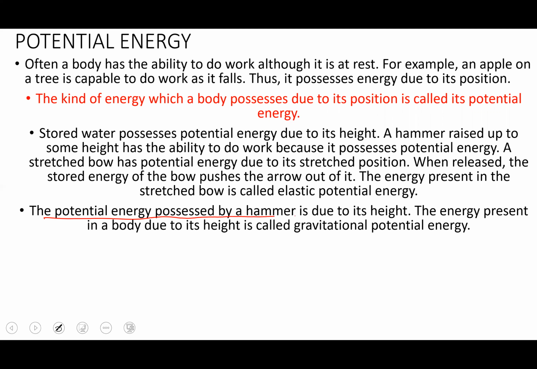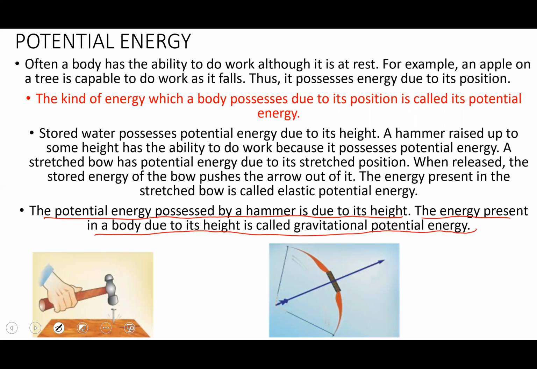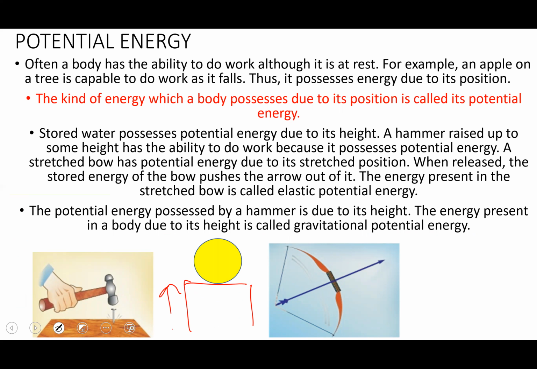Potential energy possessed by a hammer is due to the height. The energy present in its body due to the height is called gravitational potential energy. Now, here are the two cases. As there is a height between the hammer and the nail, it has potential. And this extension of this wire, let's call it X. The more the extension, the more the potential of this arrow to go far away. And if it has a certain height, let's say we have a ball on top of a table, then it also has a height, so it also has a potential over here.